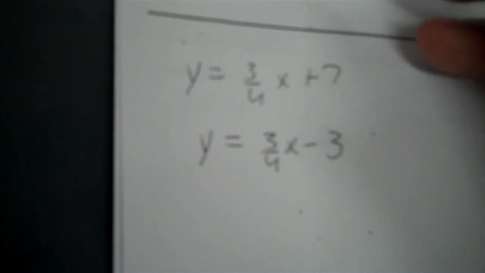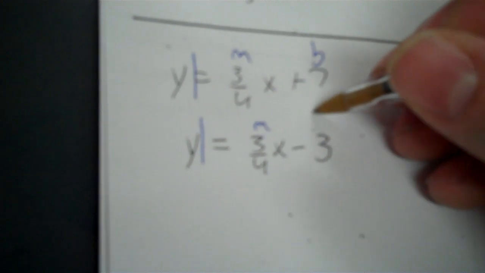Okay, next one. Y equals 3/4 x plus 7. Y equals 3/4 x minus 3. You want to find if they're parallel, perpendicular without graphing. Okay, B's are irrelevant. Now, are the M's the same? They are. So if they are the same, okay, you circle parallel. You're done.